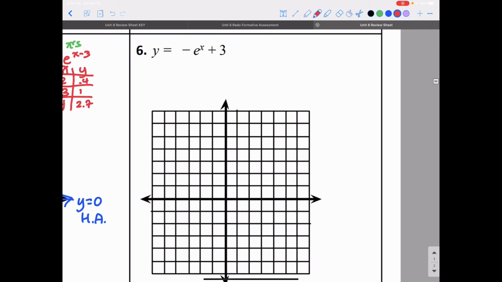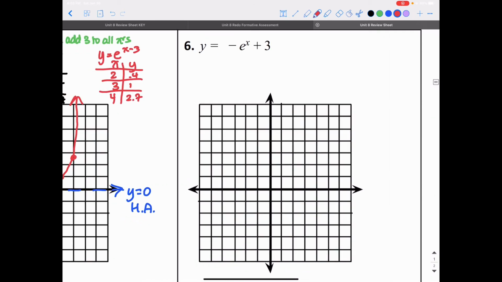And then for number 6, I have y is equal to -e to the x power plus 3. The parent function for this is y is equal to e to the x power again. I know I don't have a horizontal change, so I don't have to leave space. I have -1 and 0.4, 0 and 1, and 1 and 2.7.